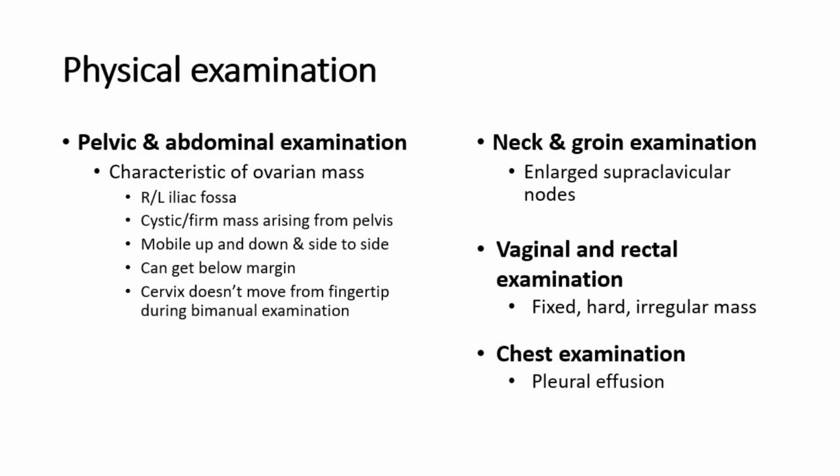We can also do neck and groin examination to look for enlarged lymph nodes. Bimanual examination, stated just now, vaginal and rectal examination to feel for any fixed, hard, or irregular mass, and also chest examination to check for signs of pleural effusion, which could occur in an ovarian cancer.